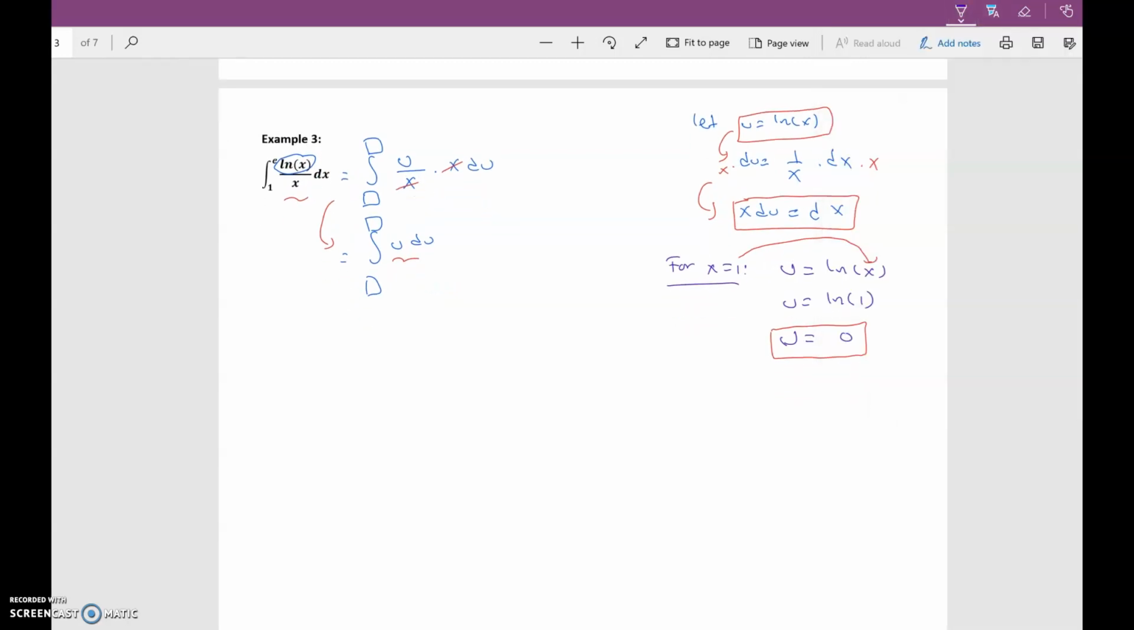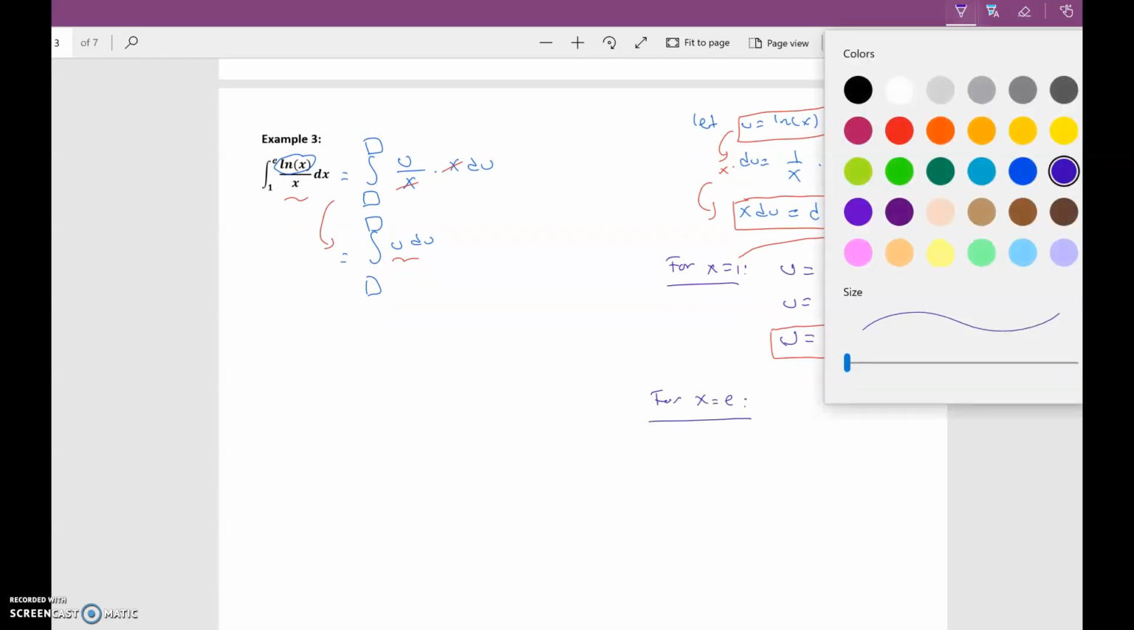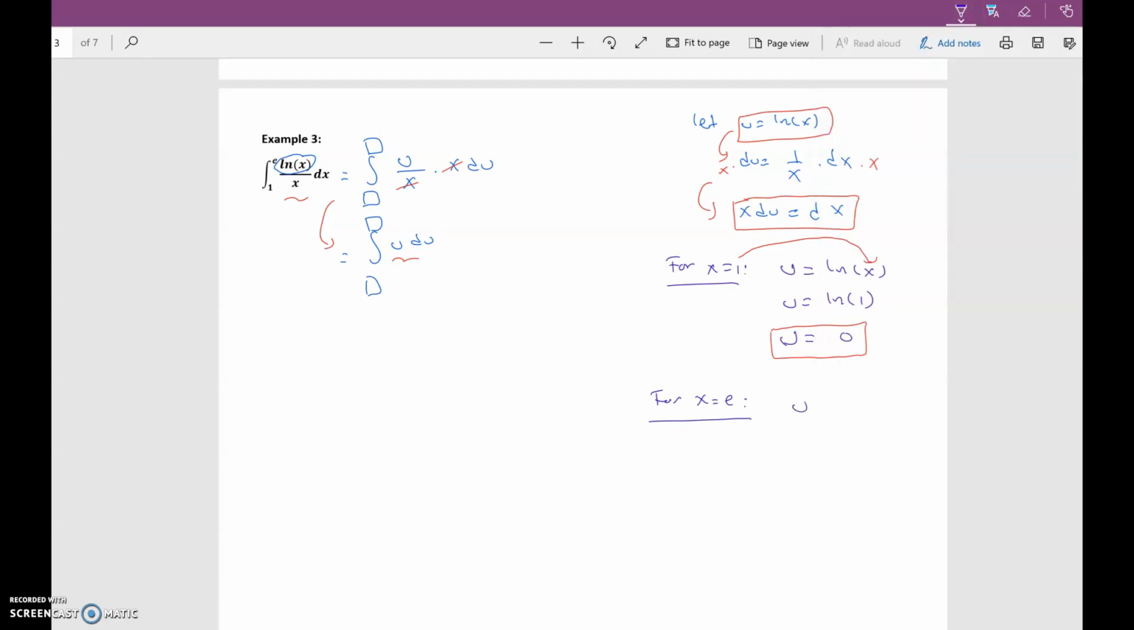The next one is for x equal to e. You're looking at, in this case, u equal to the ln of x, but we're not going to do the replacement with the e. So we're looking at u equal to the ln of e, and u is equal to the value of 1.